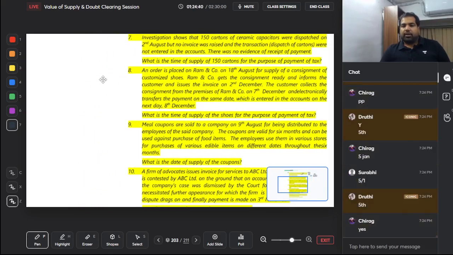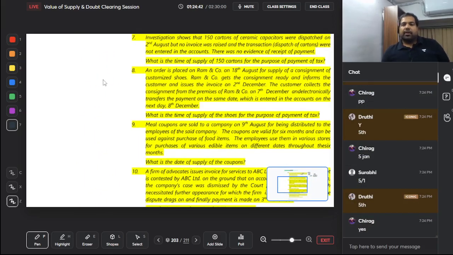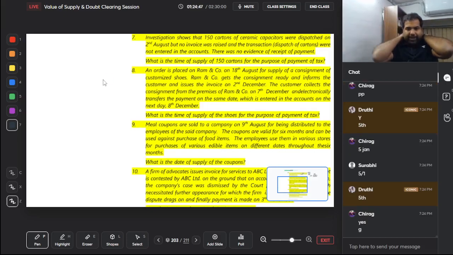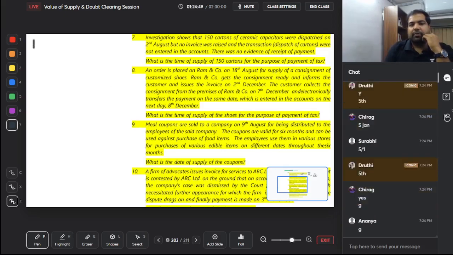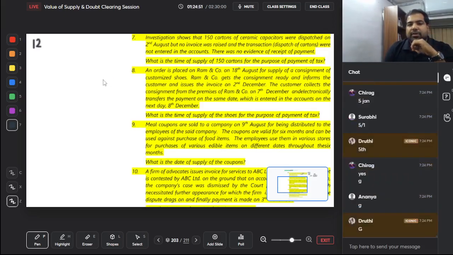Next guys, looking at this 7th question, please read and tell me goods or services. Excellent, goods, so section 12. And capacitors, so it's section 12(2). Not cashews, not cotton. So I demand payment. Is payment to be ignored? Yes. So invoice date and due date of invoice.